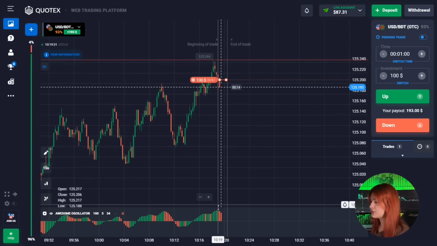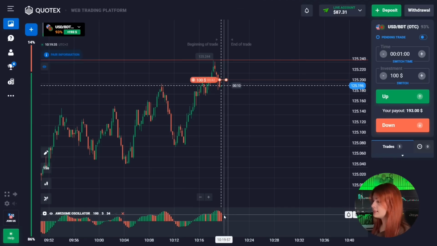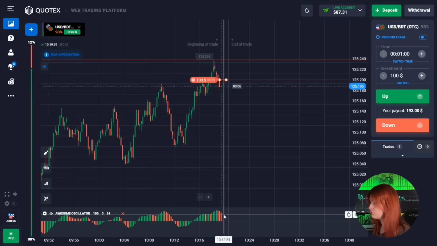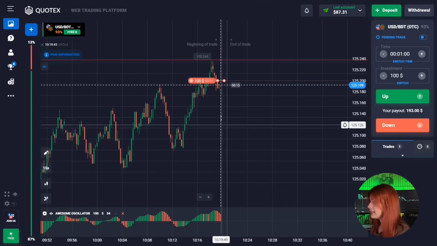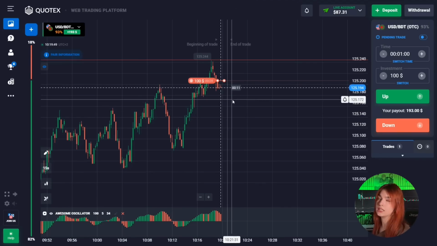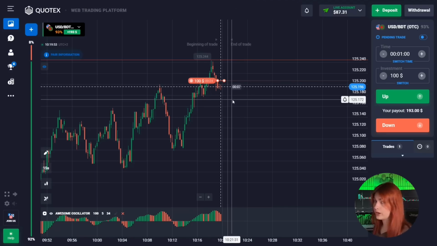At the same time, we also see that the red histogram is beginning to form on the indicator. Guys, this means that downward volumes are growing and the price will move down in the near future. So in this way, the indicator confirms our entry point. It is on this downward movement that we will try to make money. I think that 1 minute in this situation will be totally enough for us. So guys, let's finally wait for the result.